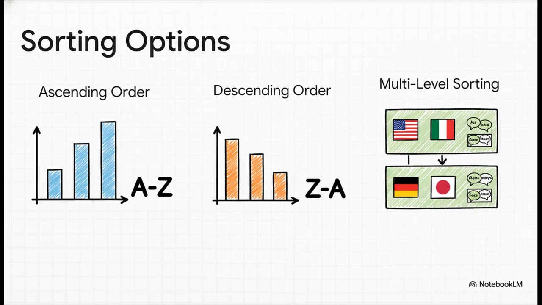By default, it's going to sort things in ascending order, A to Z, or from the smallest number to the biggest. But if you want to flip that on its head, you just add the keyword DESC for descending. And you can even get fancy and sort by multiple columns, like sorting by country first and then sorting the languages alphabetically within each country.